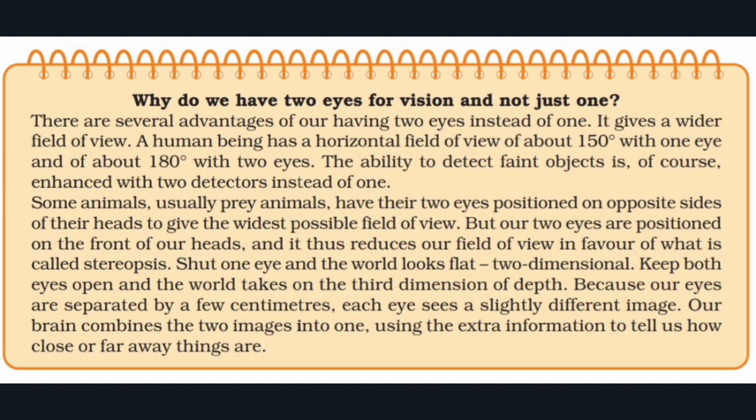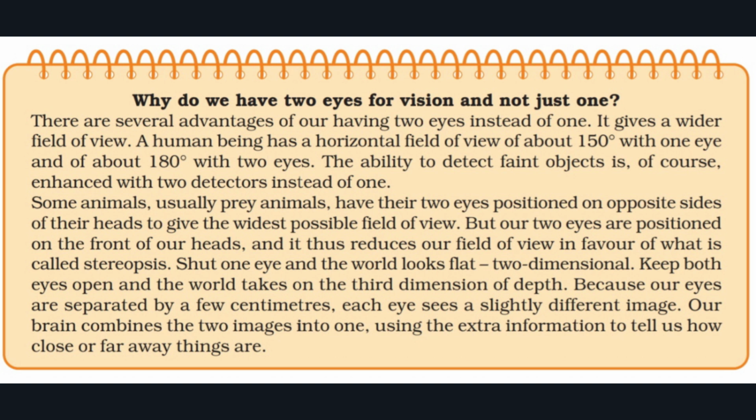But some animals, usually prey animals, have their two eyes positioned on opposite sides of their heads to give the widest possible field of view. That is a contrast between human beings and animals. Our two eyes are positioned on the front of our heads, and this reduces our field of view in favor of what is called stereopsis.